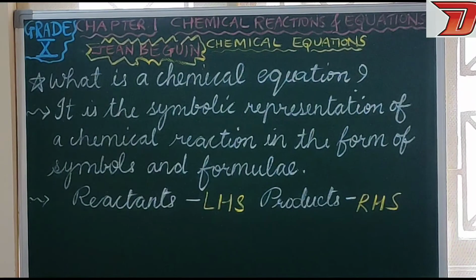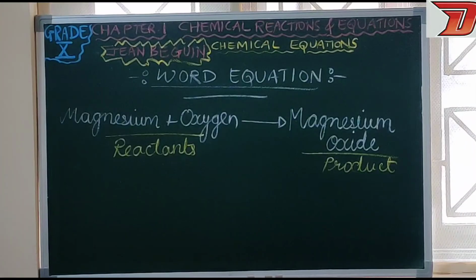The first chemical equation was described by Jean Beguin, where you know that reactants are always written on the left hand side of the equation and products are written on the right hand side. Is this clear? So let us start with the word equation first.